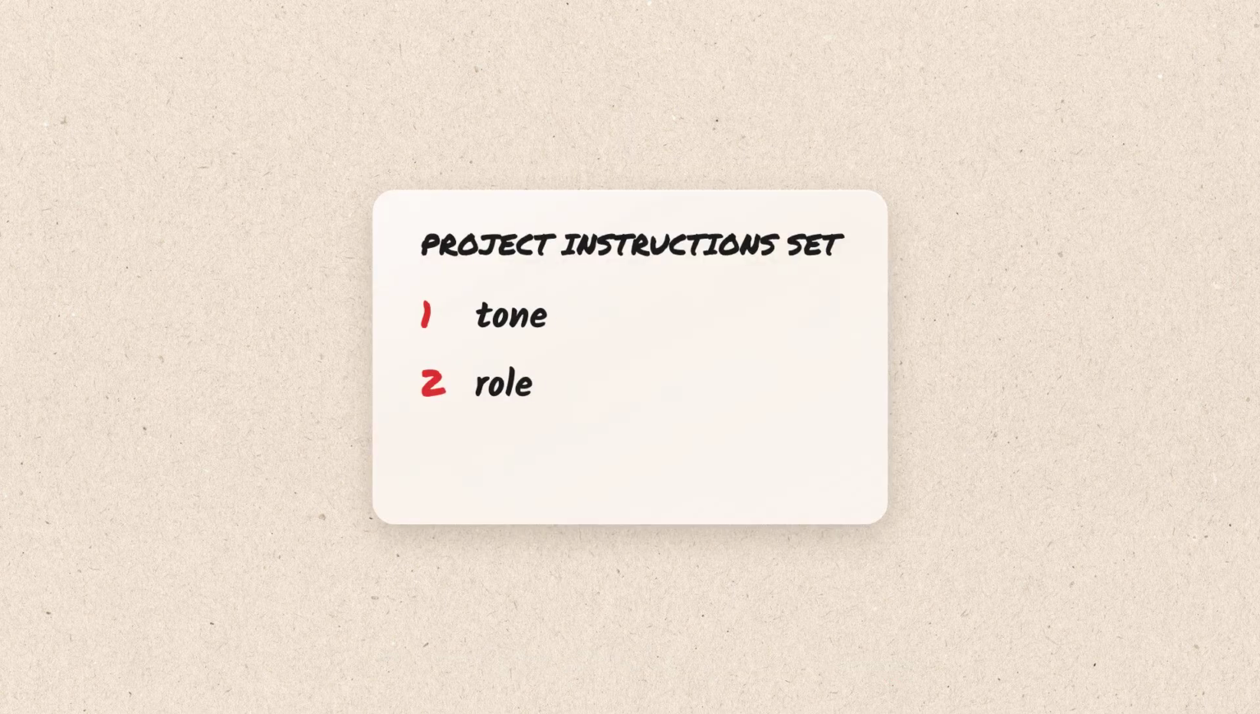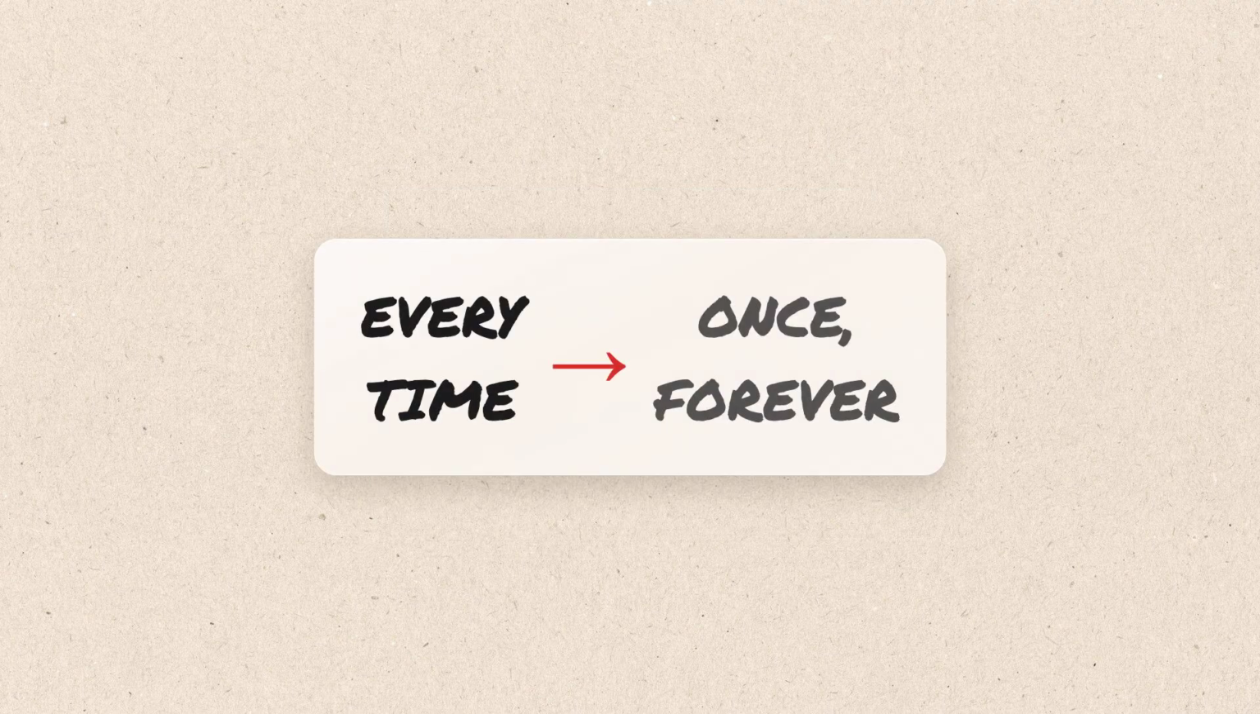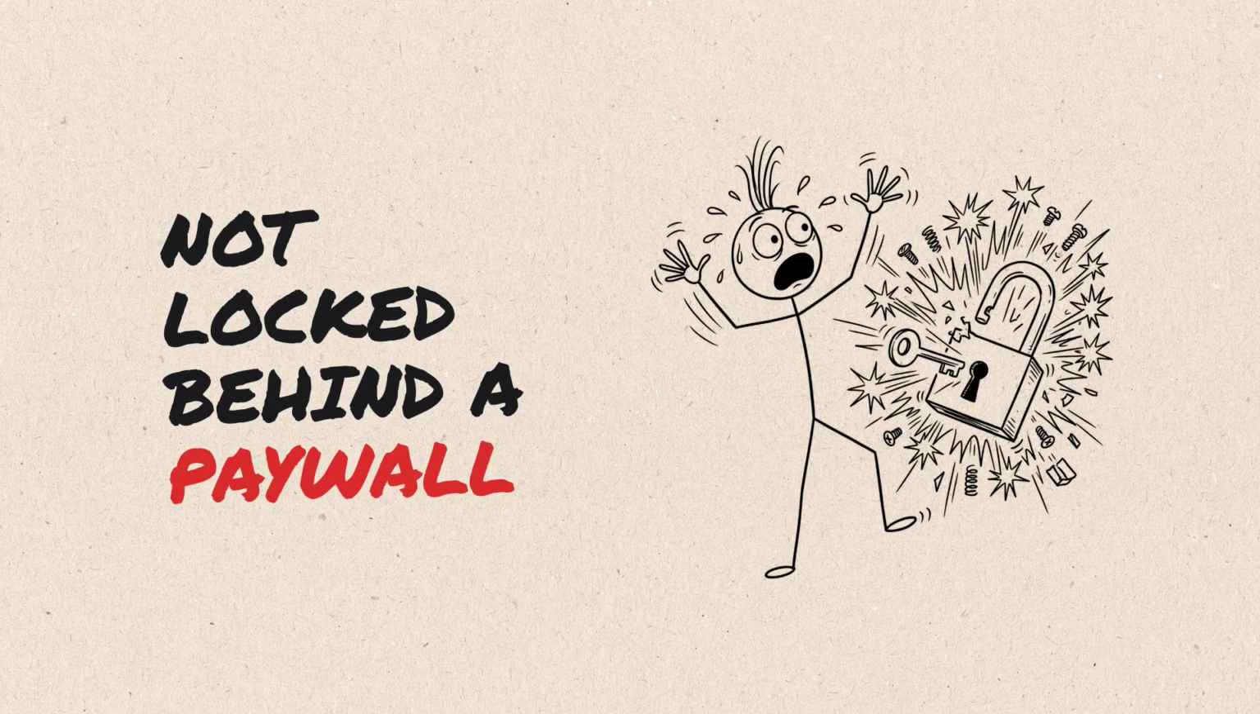You can also set project instructions, a standing note that tells Claude the tone, the role, the subject for every conversation in that project. So instead of typing "act like a strict physics tutor" every time, you say it once and it applies forever. And here's the part that surprises people.